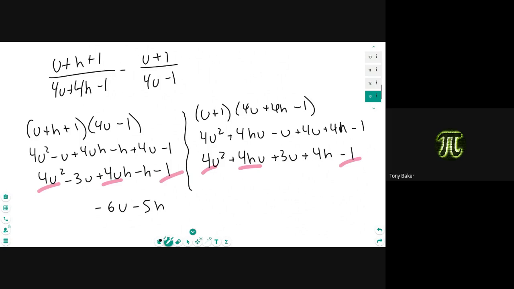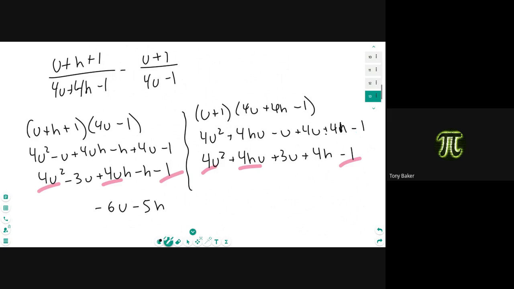Did I screw up the sign somewhere? Four u squared minus u plus 4hu minus h plus 4u minus 1. Okay. 4u squared, 4hu minus u, 4u, 4h minus 1. Yes.